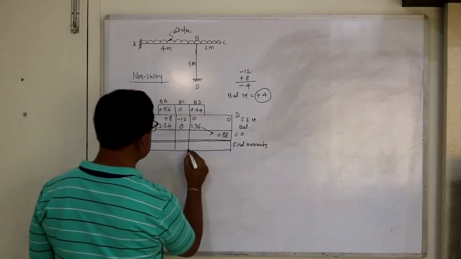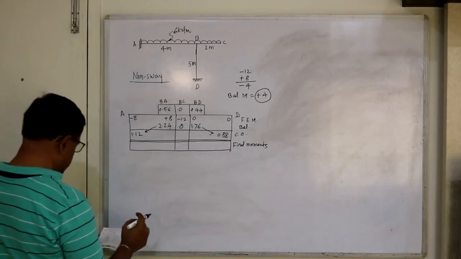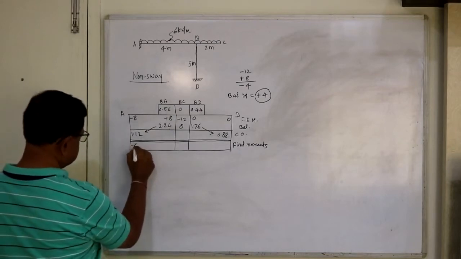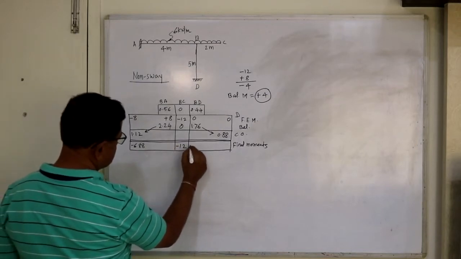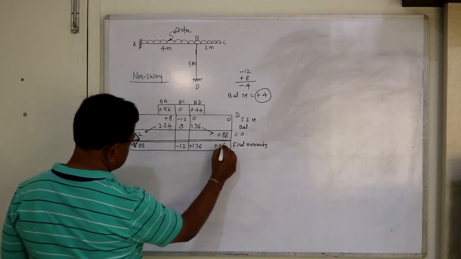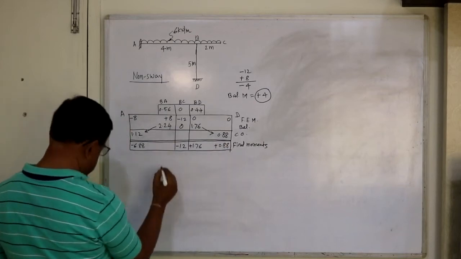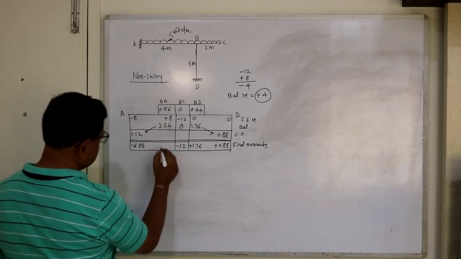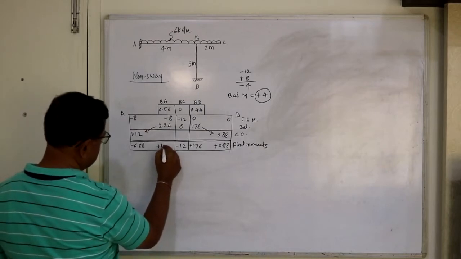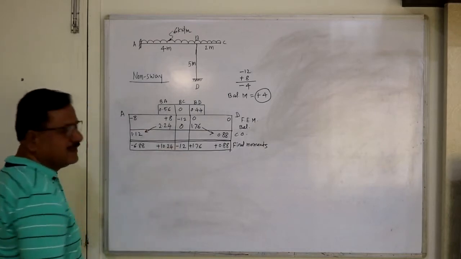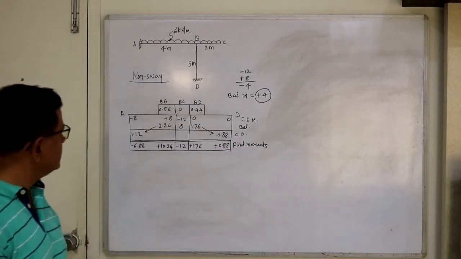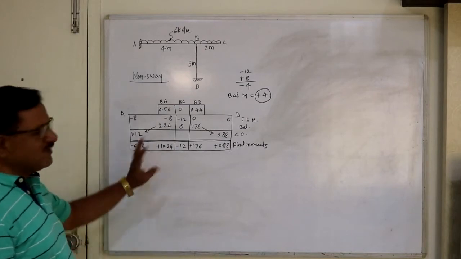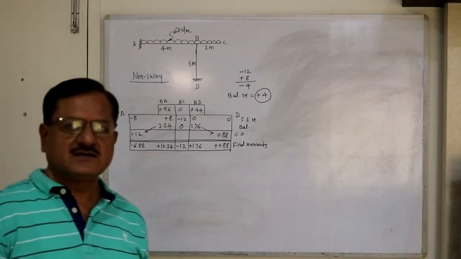So final moments, just take summation under each of the support. So this will be minus 6.88. This is minus 12. This is plus 1.76, plus 0.88, and this is 10.24. This is positive, 10.24. Our problem is over. So we have calculated end moments by moment distribution, and in one cycle only it completes.